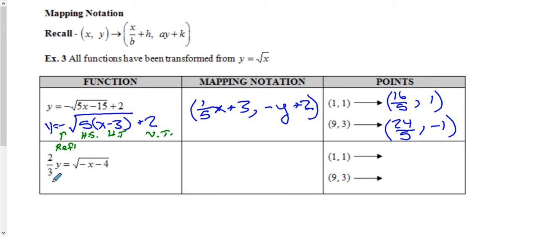Over here, again, I still need to rewrite this second equation here. I need to move this 2/3 away from y. So the way I do that is I either divide it off or multiply by a reciprocal. So I'm going to choose to multiply by a reciprocal. So this is 3/2. This is now my vertical stretch on the outside of my function here.